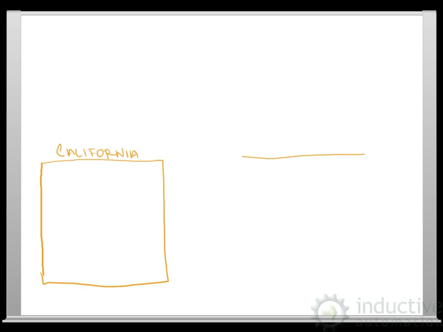The first architecture we'll take a look at is multiple production facilities. So here we have California, and New York.